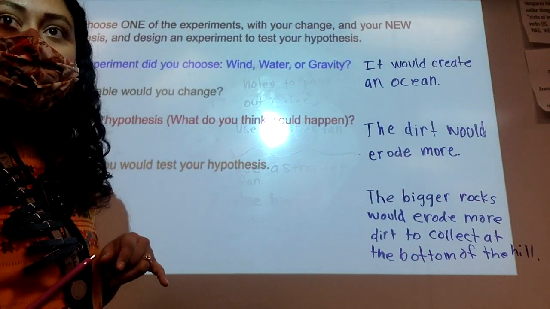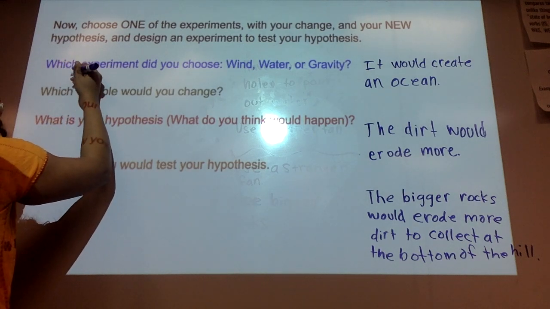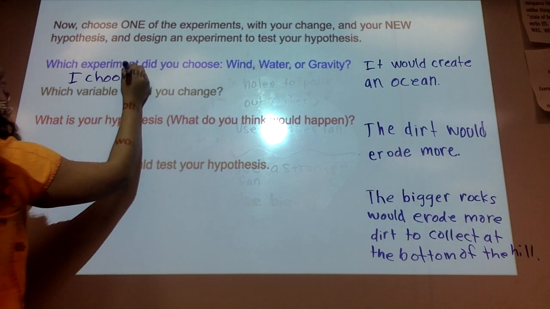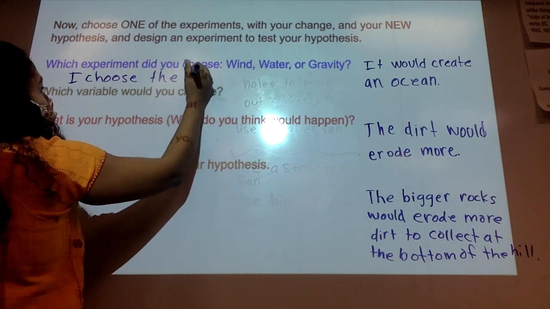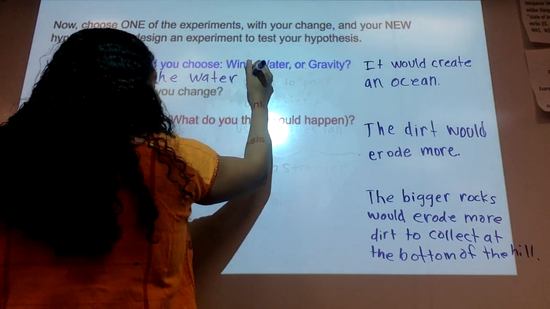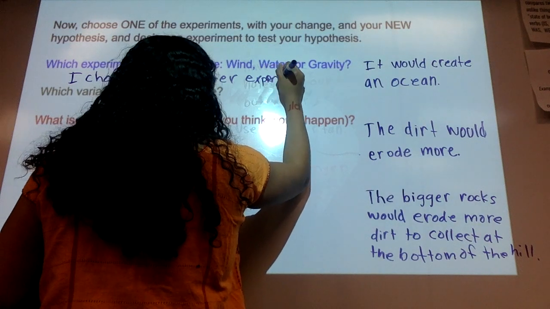Okay, this is the last part. So, help me pick one. Which one should I pick? Water. Okay. So, which experiment would you choose? I choose the water experiment.